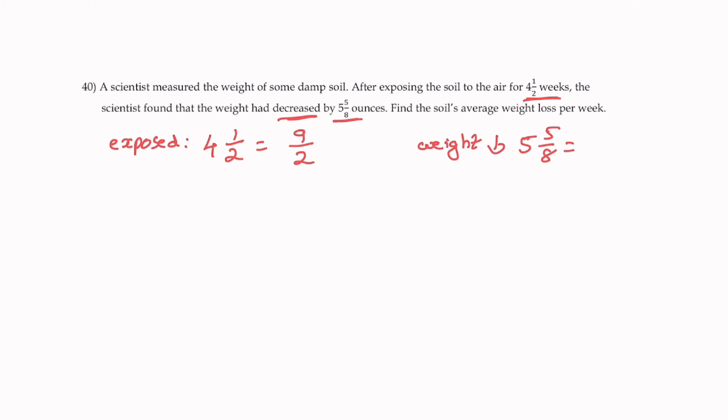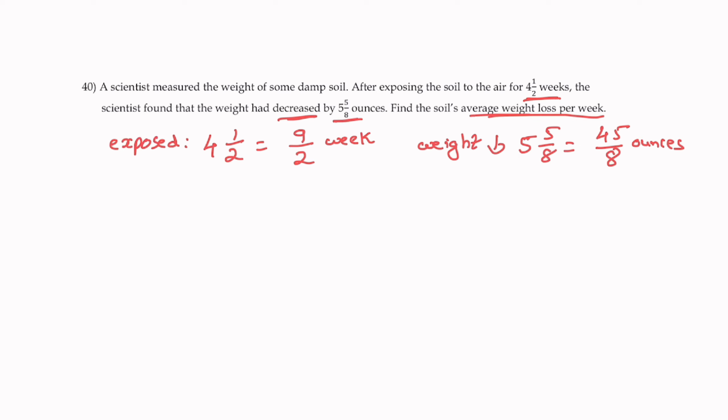5/8, which is equal to 5 times 8 is 40. 40 plus 5 is 45/8 ounces decrease. Find the soil's average weight loss per week. What are we supposed to find? Per week. So this is the total weeks for which it was exposed, and that's the decrease in ounces. How do we find the loss, which is like average per week?